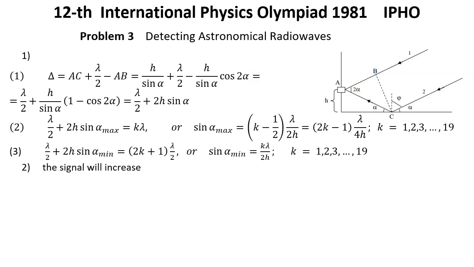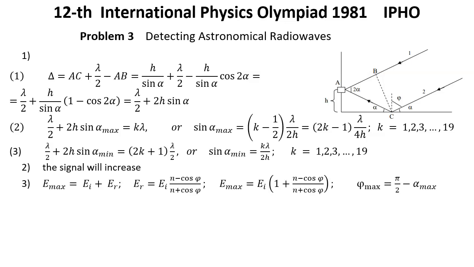Question number 3. If the condition of an interference maximum is satisfied, the intensity of the electric field is a sum of intensities of the direct ray EI and the refractive ray ER, respectively. So we have E maximum equal EI plus ER, and because ER equal EI multiplied by n minus cosine phi over n plus cosine phi, we have E maximum equal EI multiplied by 1 plus n minus cosine phi over n plus cosine phi, and because phi maximum equal pi over 2 minus alpha maximum, we have E maximum equal EI multiplied by 2n over n plus sine alpha maximum.